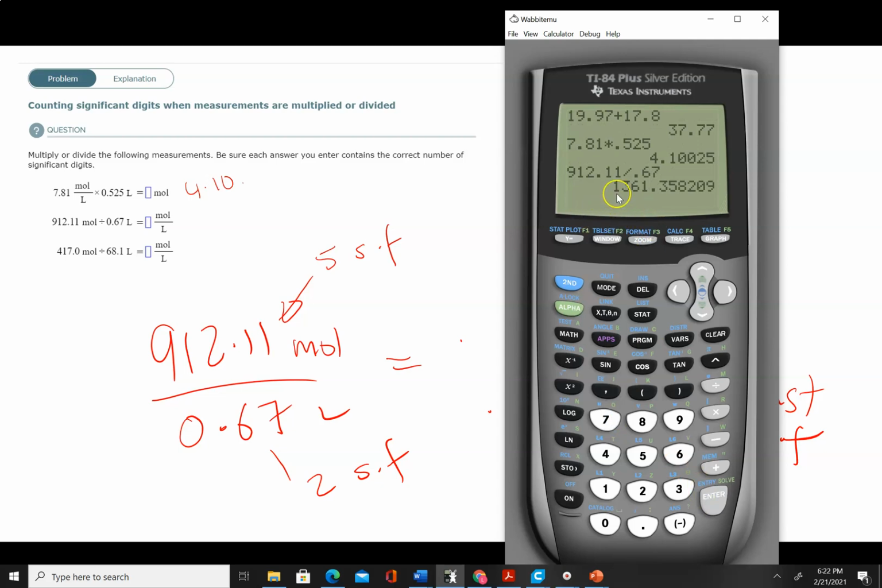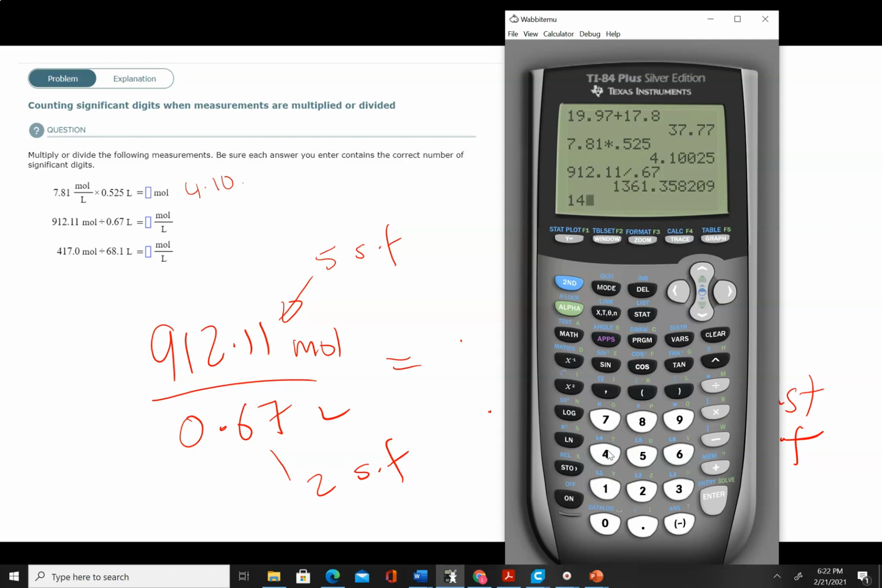Okay, so we got to round this guy off to 2 sig figs. Now we have to be very careful. This is 1,361. So our answer needs to be near 1,361, but we're cutting it off at 2 sig figs. So the first number that we're cutting off is a 6, which is bigger than 5. So we're going to bump up the 3 to 4. So it's going to be 1, 4.